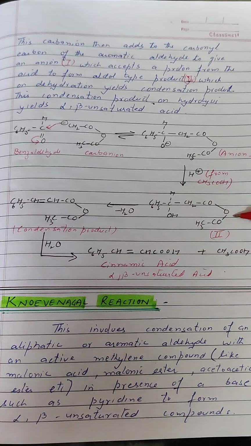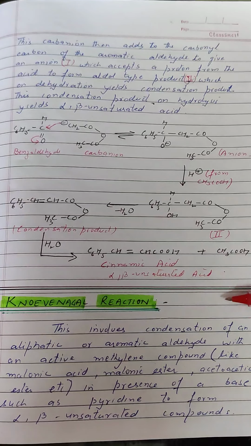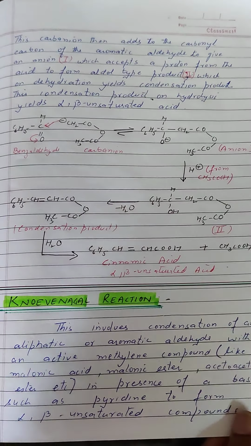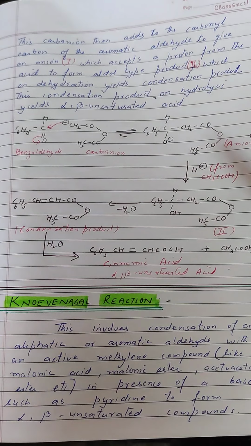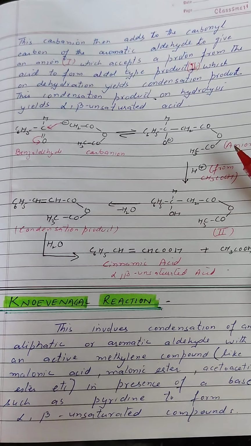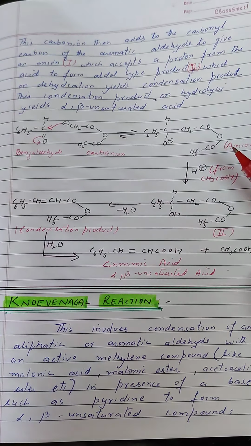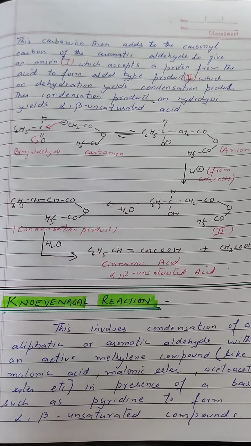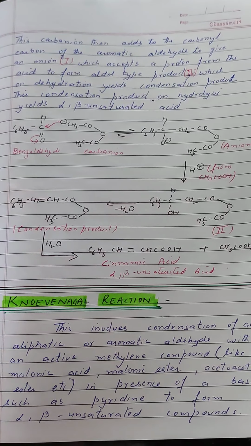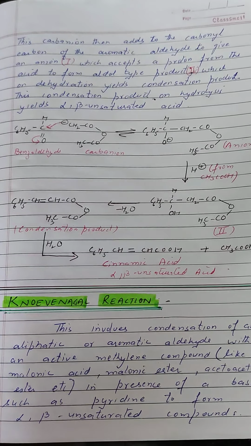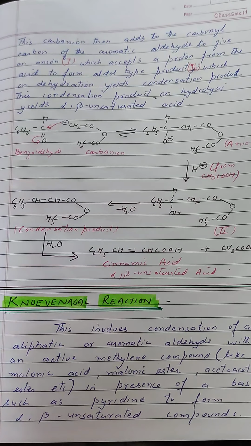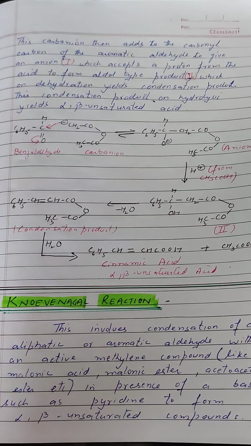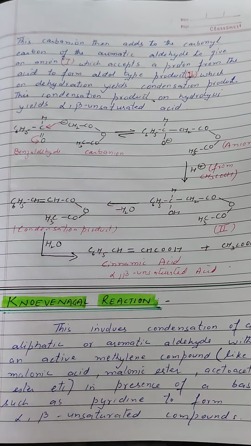The next reaction which we will study today is Knoevenagel reaction. Knoevenagel reaction involves condensation of an aliphatic or aromatic aldehyde with an active methylene compound. Normally the active methylene compounds which we are using here can be malonic acid, malonic ester, or acetoacetic ester, etc. And the reaction takes place in presence of a weak base like pyridine or piperidine to form alpha beta unsaturated compounds.